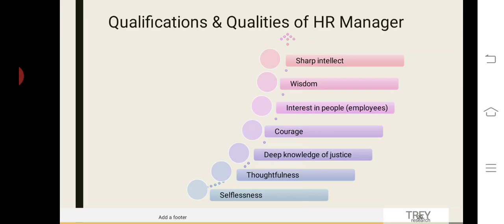So it is very important that the HR manager has to be very thoughtful. Whatever decision we take, what will be the outcomes of this particular decision? For that, it's very important that he has to be thoughtful. Let's move to the third one.